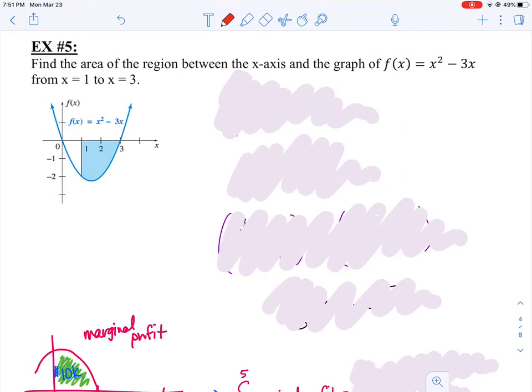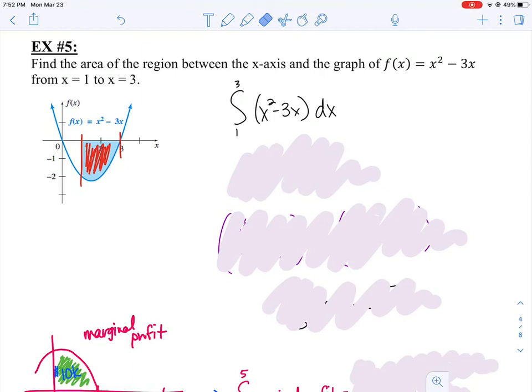The picture here shows us that we have a parabola and that we want to find the area between x equals 1 and x equals 3. And it says between the graph and the x-axis. So we're talking about this shaded area, right? A mathematical notation for finding the area between the x-axis and the curve from x equals 1 to x equals 3 is the definite integral from 1 to 3 of x squared minus 3x dx.